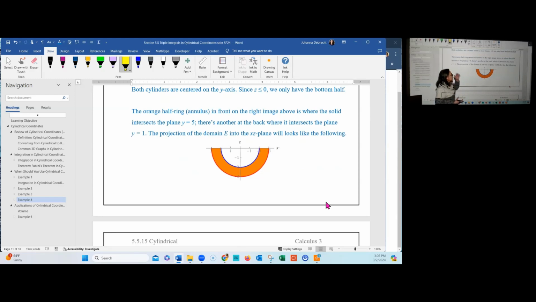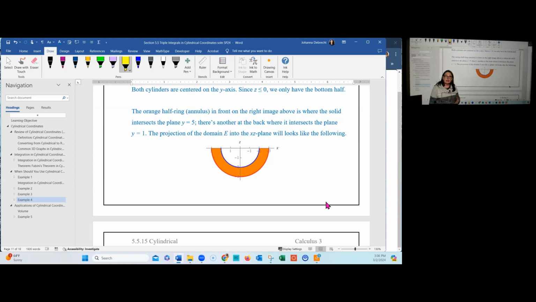When we look at this, we can call this a half of a ring or a half of an annulus. When we think about the annulus, remember that we have cut off where y equals 5 and y equals 1, but on both ends, the shape is the same size and same shape. So when we cast our shadow, we do get the shape that you see here, graphed in orange.